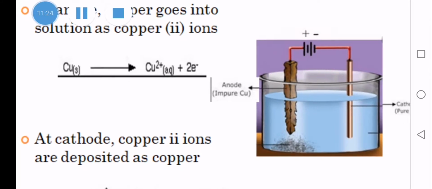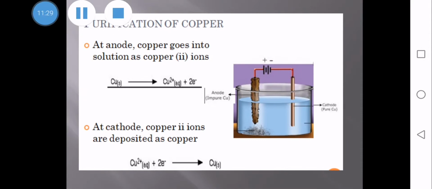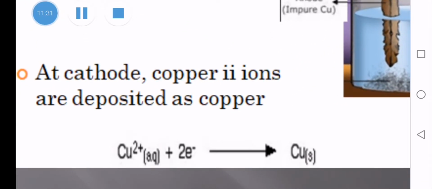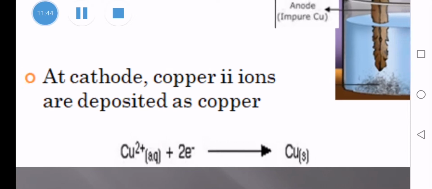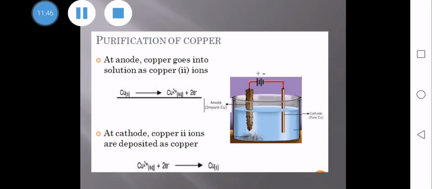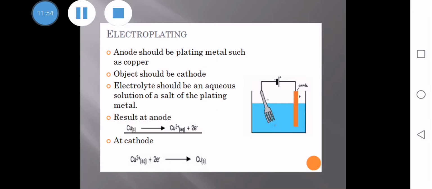The copper from the anode turns into copper 2 positive ions by losing 2 electrons, and those copper 2 positive ions are attracted toward the negative cathode, which is made of pure copper, and deposit there by gaining 2 electrons and converting into copper metal. In this way the anode gradually decreases in size, the cathode increases in size, and the copper deposits on the cathode.